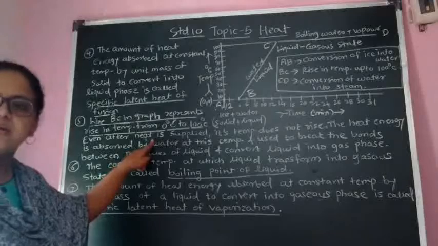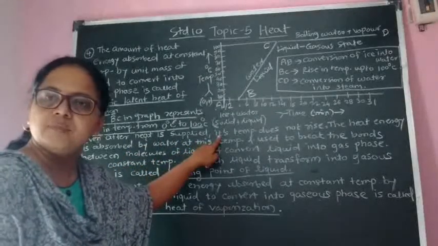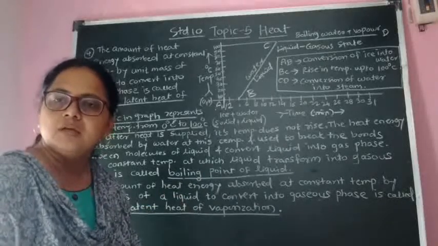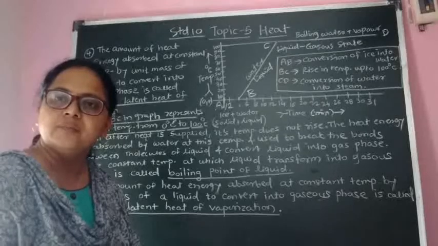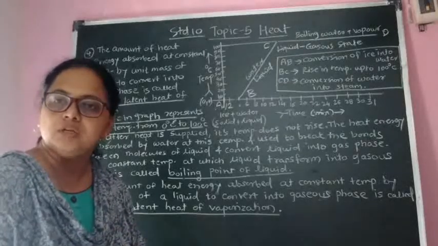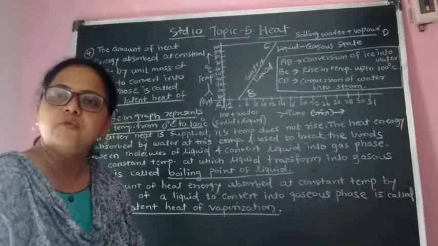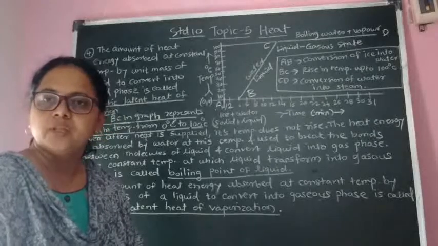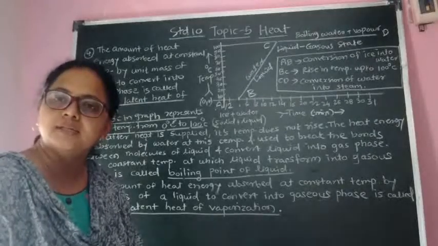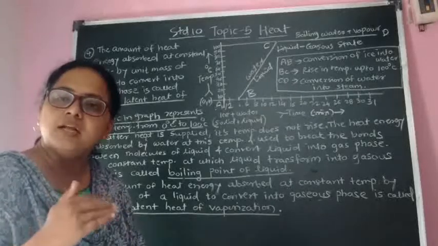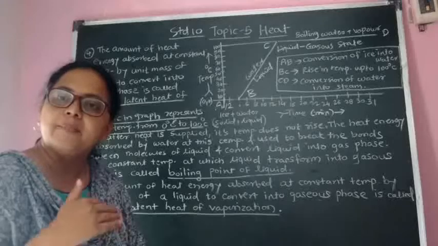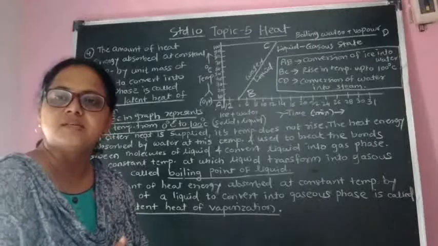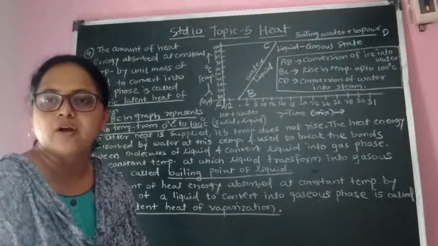Even after heat is supplied, its temperature does not rise. We know that at 100 degrees Celsius water boils. Suppose after 100 degrees Celsius, we continue to supply the heat to the water. The water starts to boil, and again we are supplying the heat, but the thermometer does not show a rise in temperature. It does not show 110, 120, or 130 degrees Celsius. The temperature in the thermometer remains at 100 degrees Celsius, though we are supplying the heat.